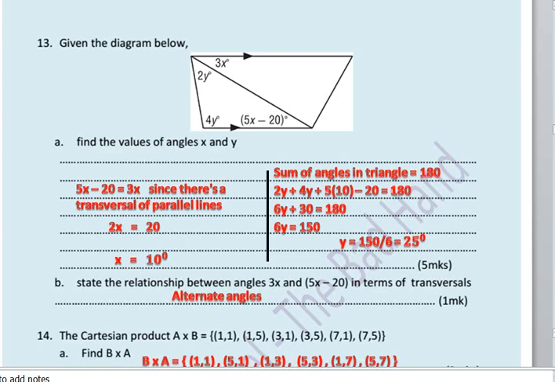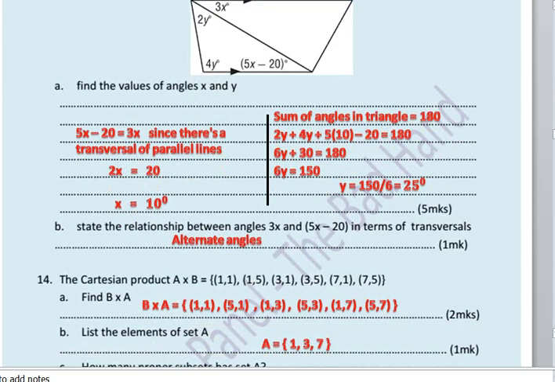State the relationship between the angles 3x and the angle 5x minus 20. Now these two angles are alternate angles, from your grade 7 work or form 2 work. These angles are alternate angles.